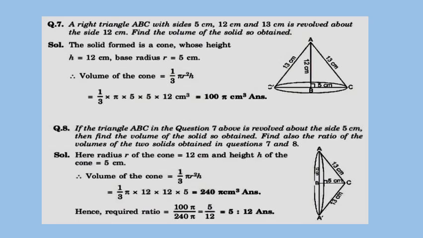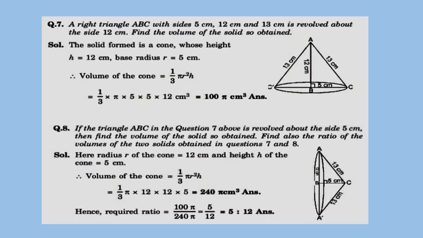Now, if the triangle ABC in the same question is revolved about the side of 5 cm. Now, instead of 12 cm side, we will revolve the same triangle about the side of 5 cm. So the figure looks like this, which is given in question 8. Find the volume of the solid so obtained. Also find the ratio of the volume of the two solids obtained in question 7 and 8.